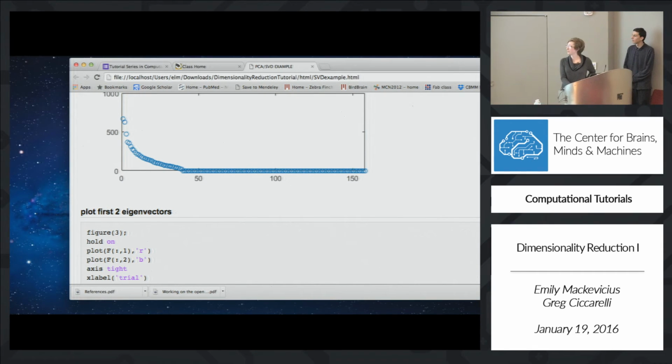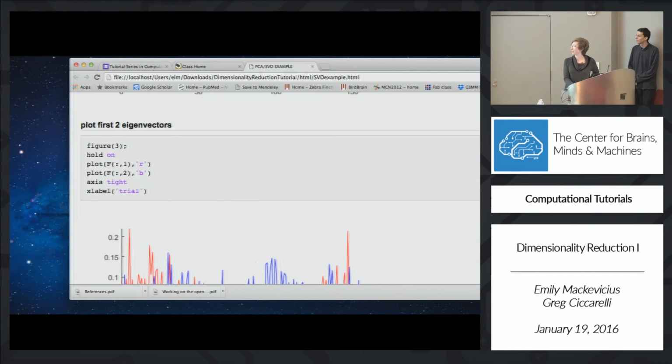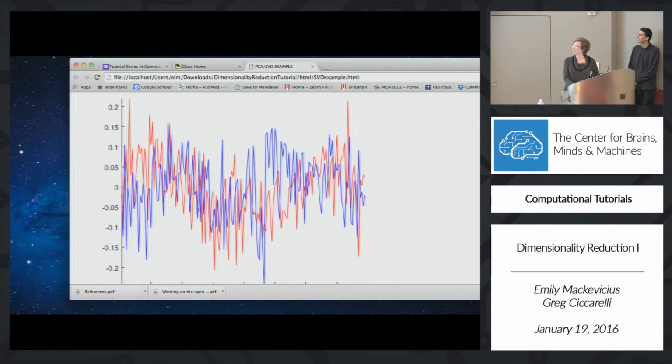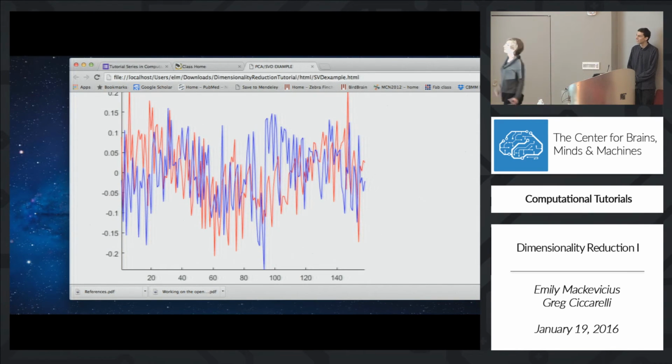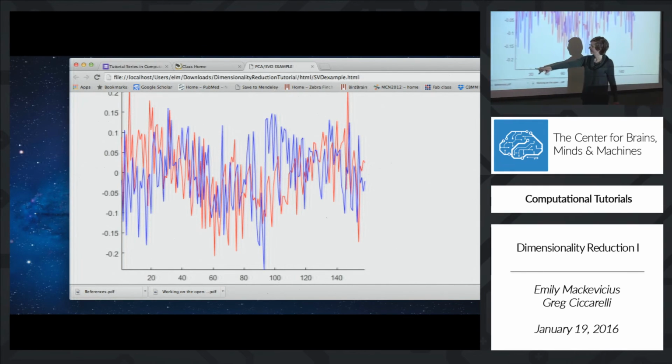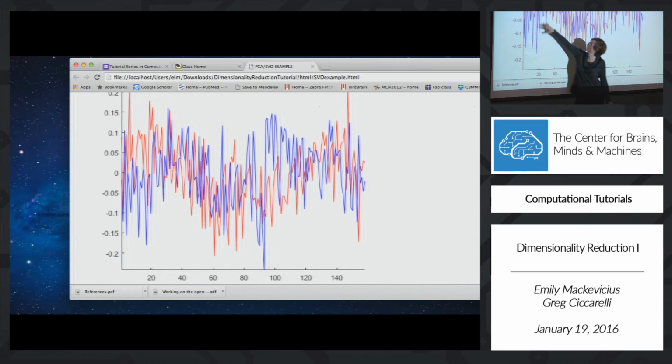OK, so what do the first two trial eigenvectors look like when we plot them? This is what they look like. It might be a little noisy, but you can see that for some of the first trials, the red and the blue are sort of doing different things, and then they might flip at different moments. And so these are basically what trials are correlated with each other. And you can say that different trials would have similar loadings on each of these principal components.